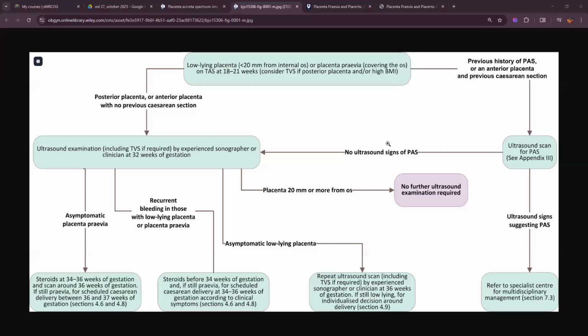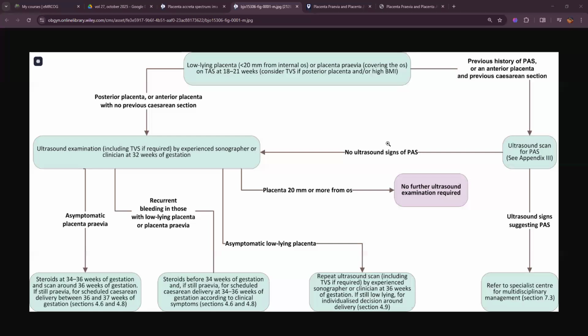Because before 32 weeks, I'm expecting that the placenta can migrate up. While the uterus is getting bigger and bigger by time, the placenta can migrate up. So to be sure that this is a placenta previa, especially if it is anterior, I have to wait until 32 weeks. 32 weeks and beyond, the placenta is not going to migrate anymore. This is its real place.